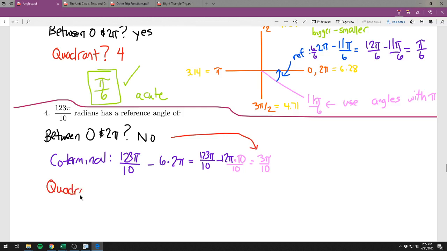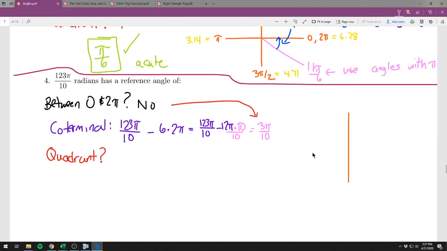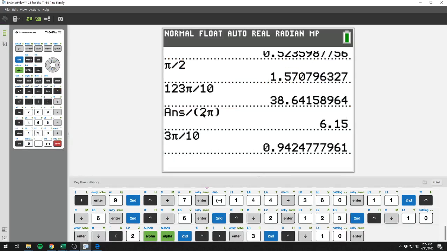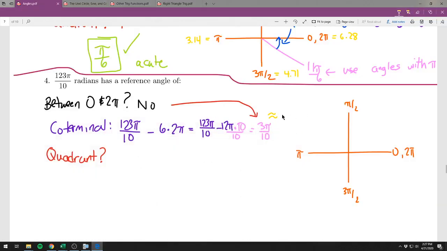What quadrant is 3 pi over 10 in? If you draw the picture once again and use decimals, that's fine. Got 0, pi over 2, pi, 3 pi over 2, and 2 pi. What we want to do is compare it again. If I type in 3 pi divided by 10, 0.942, which would put it in quadrant 1. And because this is about 1.57, it's between 0 and 1.57. It's in quadrant 1. But once again, use the angle with the pi.